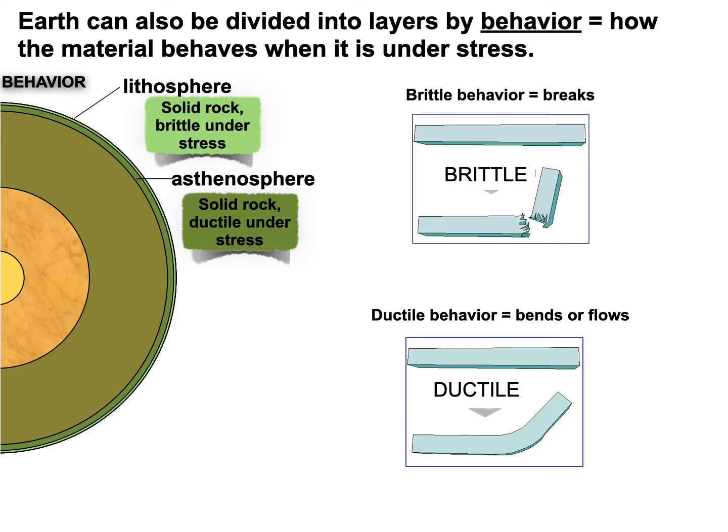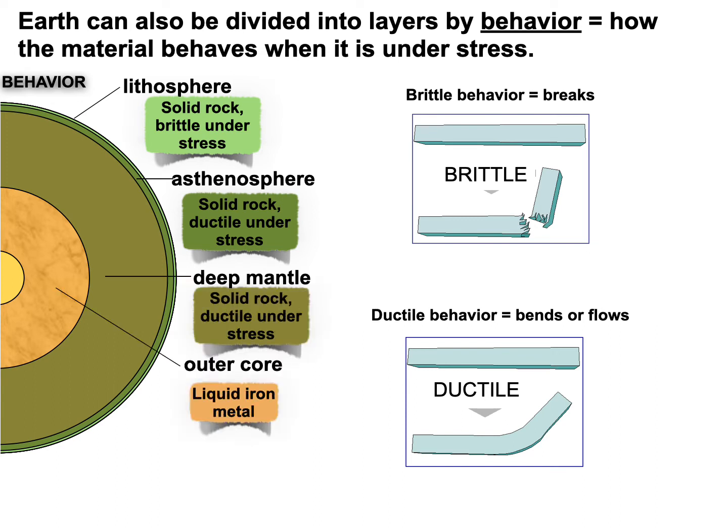There are behavioral layers below the asthenosphere, including deep mantle, outer core, and inner core. The deep mantle is very similar to the asthenosphere, but it's not clear that the asthenosphere and the deeper mantle move together, so often geologists will separate them. The outer core is the only layer of Earth that's liquid, so it definitely flows, and that's different than the inner core, which is solid. We'll focus on the lithosphere and the asthenosphere because these upper layers are what impacts us at the surface, including what's important for plate tectonics.